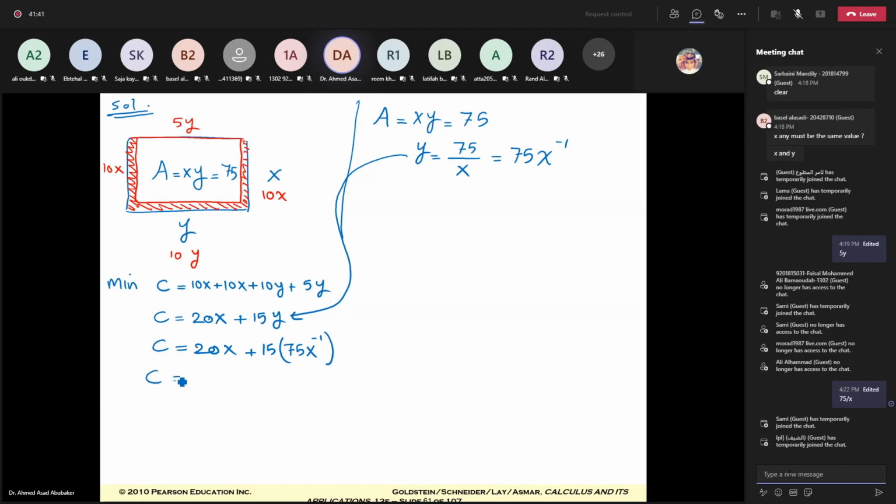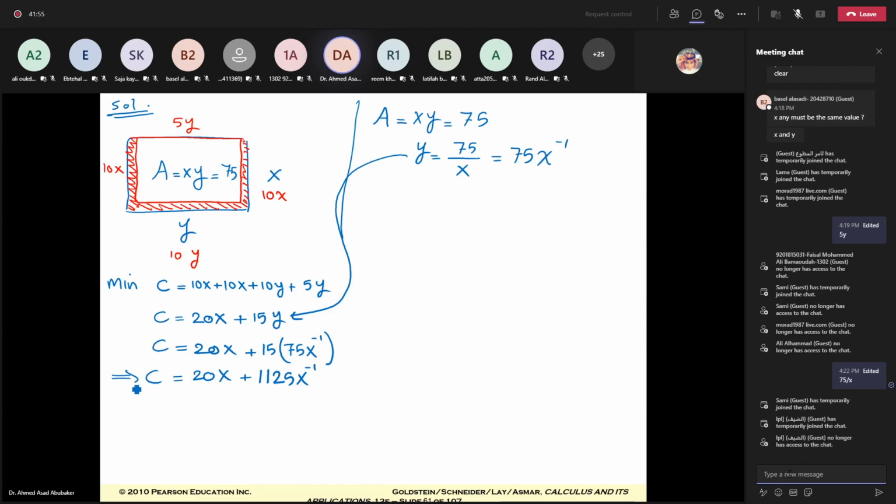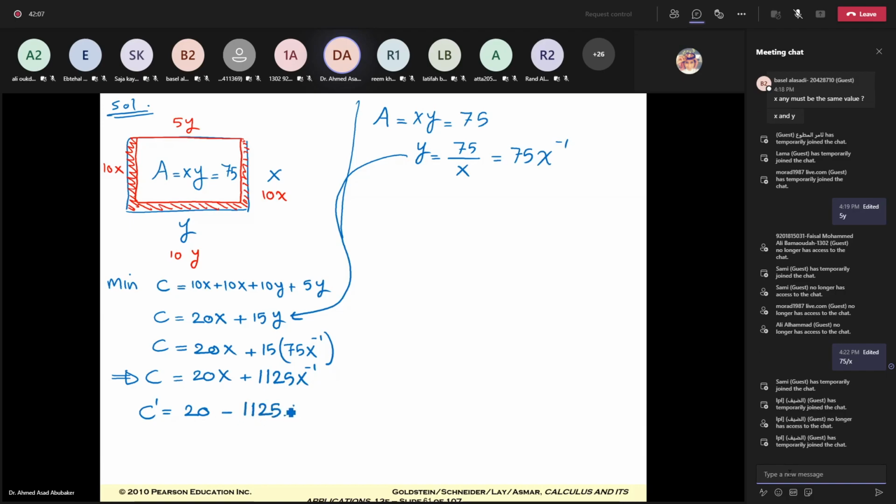75x to the power negative 1. Multiply 15 with 75. We have 1125 x to the power negative 1. This is the cost with respect to x only. Now we can find the derivative. This equals 20 minus 1125 x to the power minus 2. This is equal to 0.